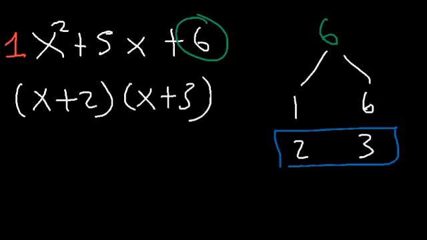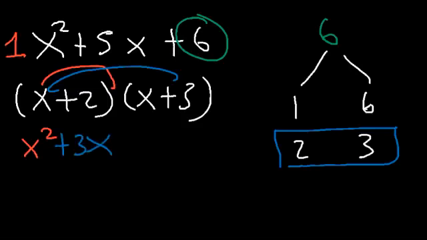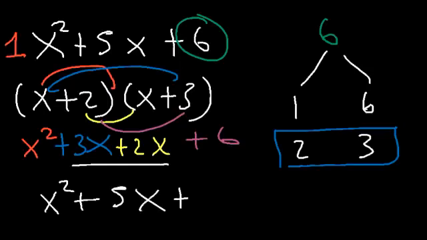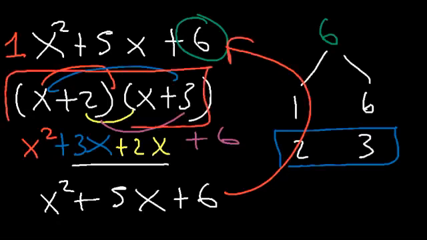Now, if you FOIL it, you can check your answer. x times x is x squared. x times 3, that's 3x. 2 times x is 2x. And 2 times 3 is 6. So if you add the two middle terms, 3x plus 2x, that's going to give you 5x. So we get our original expression, and we know that this is the correct answer. So that's a quick and simple way in which you could factor a trinomial when the leading coefficient is 1.